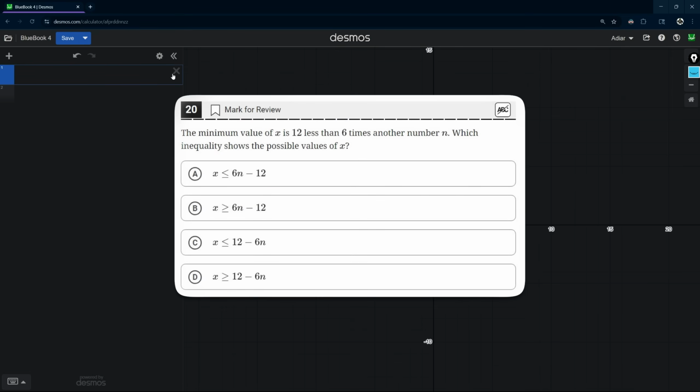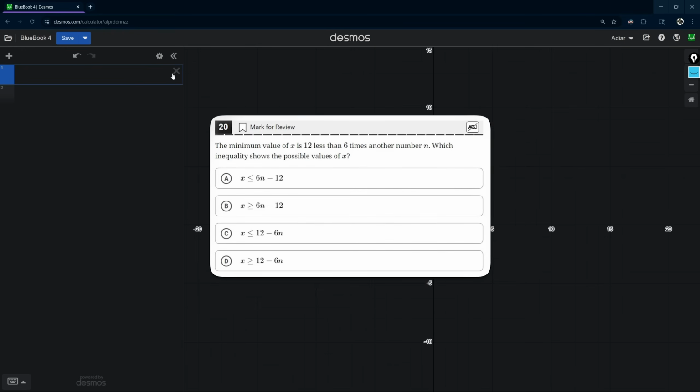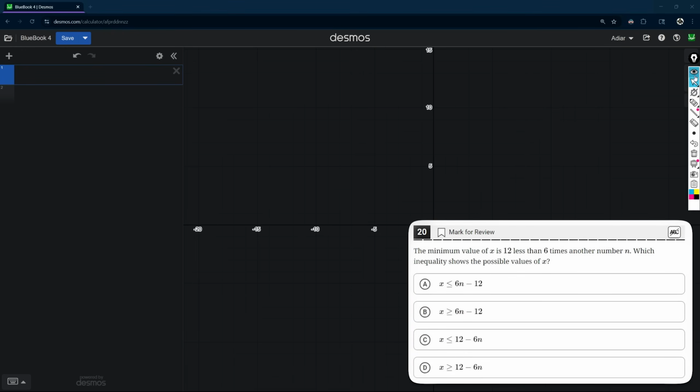In question number 20, we're told the minimum value of x is 12 less than 6 times another number n. Which inequality shows the possible values of x? So this is a tricky one to understand. You have to be very careful with how they word this.